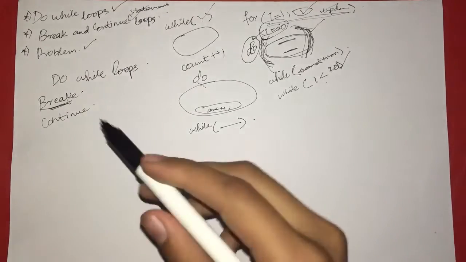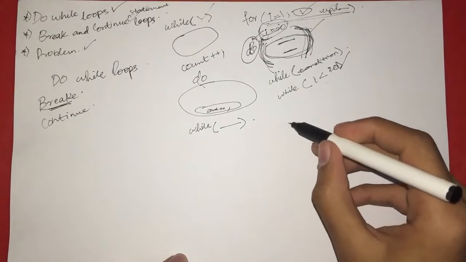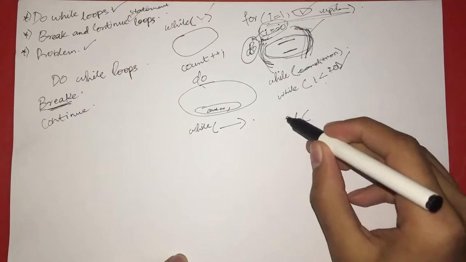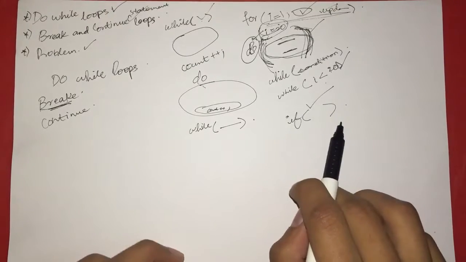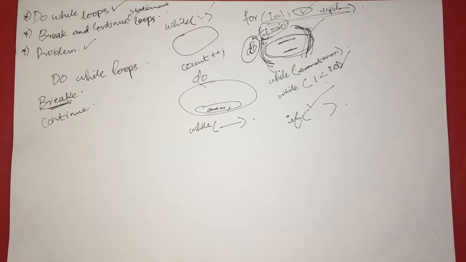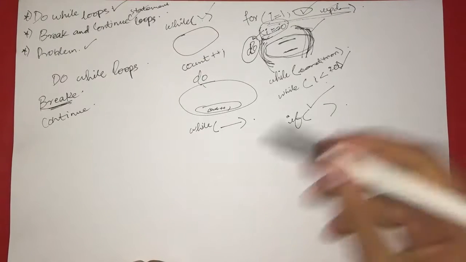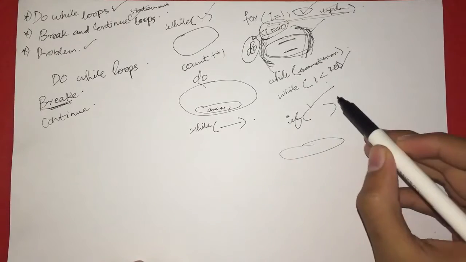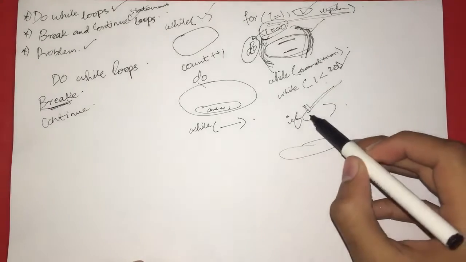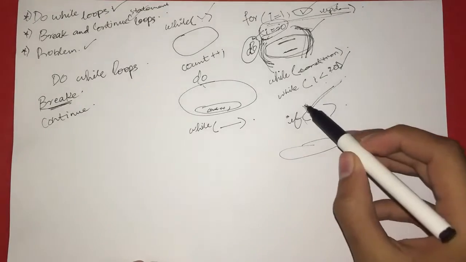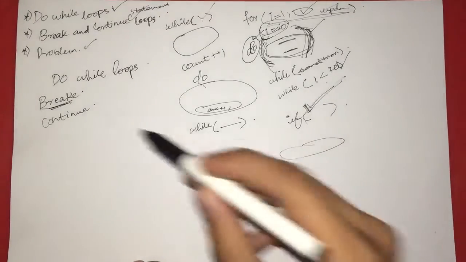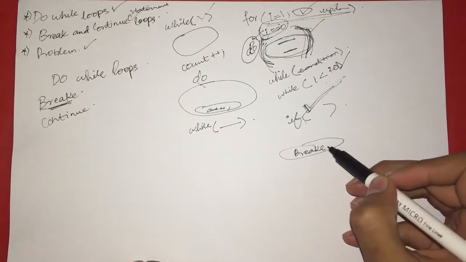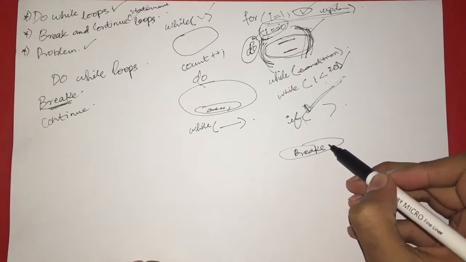and the expression in the if statement is false, and you want to jump out of the loop, meaning you just want to exit the loop because the expression in the if statement became false. So that's where you use the break statement.